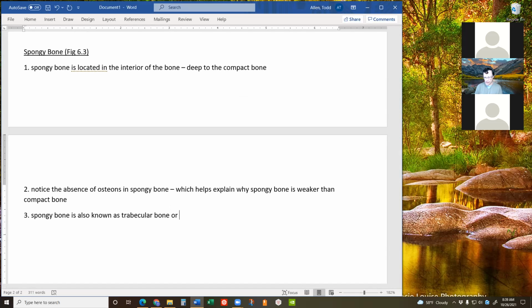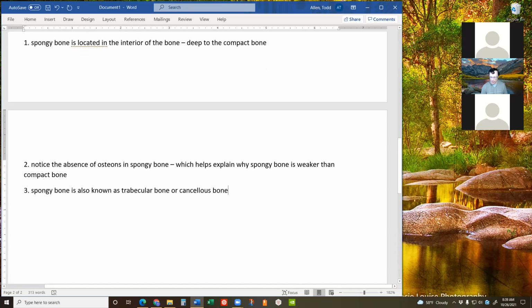Or in some cases, you might find it called cancellous bone. Okay, that's a peculiar word with this spelling, C-A-N-C-E-L-L-O-U-S. Spongy bone is also known as trabecular bone or cancellous bone. Okay. All right.